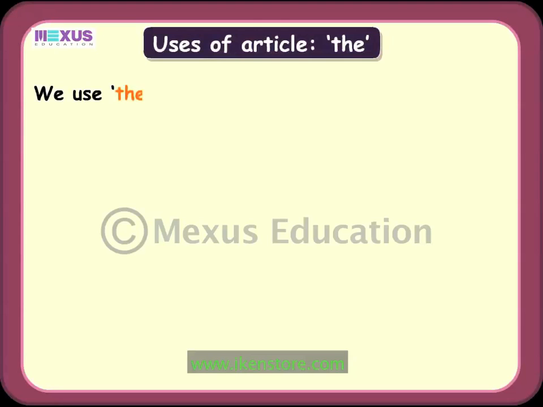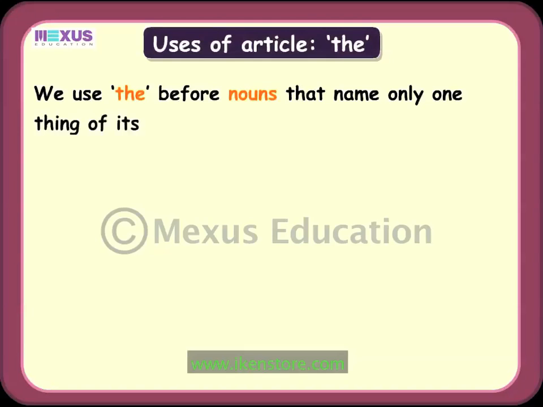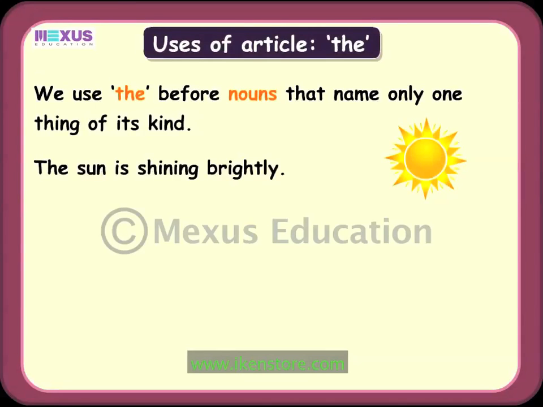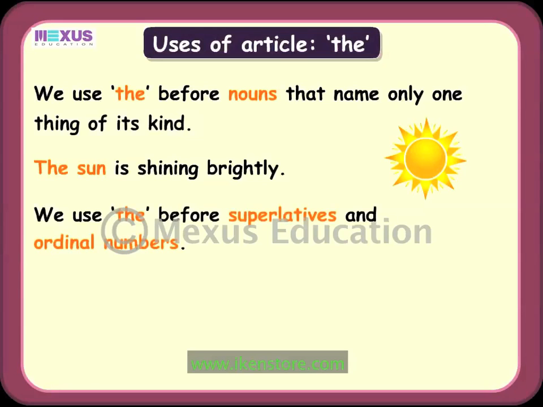We use the before nouns that name only one thing of its kind. For example, the sun is shining brightly. The sun is only one of its kind, so we use the before it. We also use the before superlatives and ordinal numbers.